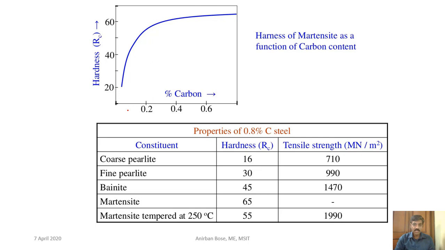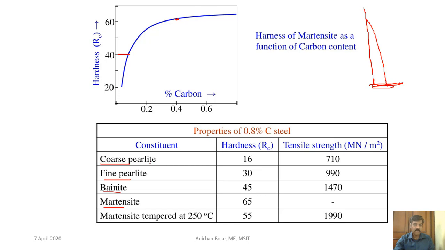Here we have understood that martensite is a very strong, very hard material, but martensite hardness depends on the carbon percentage present in that particular component. If the carbon percentage is very low, the martensite that forms in that low carbon steel will have lower hardness. But if the carbon percentage is high and you form martensite, definitely its hardness will be high.